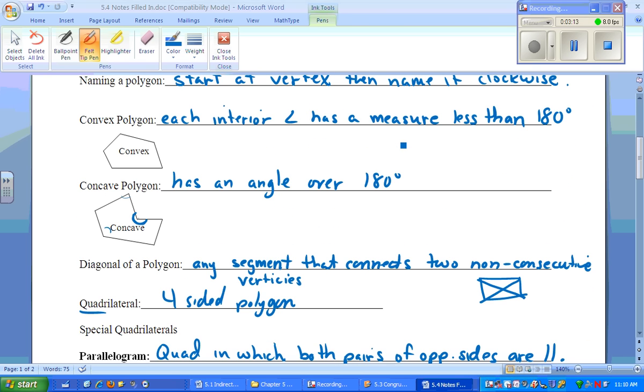Convex, what does it mean to be convex? By the way, if you need to stop and pause this, you need to do that because it's going kind of quickly because it's already filled in for you. So a convex polygon, if you look at here, each interior angle has a measure less than 180 degrees. So that means this angle, this angle, this angle, this angle, and this angle are all less than 180 degrees.